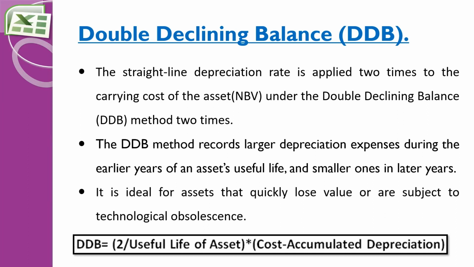So you can see the formula to use for the double declining balance. That is twice the asset at cost minus accumulated depreciation, and we are going to divide it by the useful life of the asset. Same as the straight line method, but here we are going to multiply it by 12.